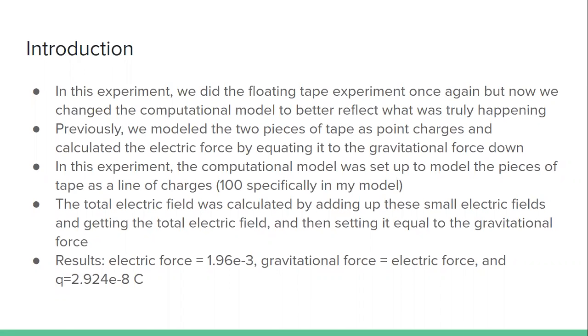Previously, we modeled the two pieces of tape as point charges and calculated the electric force by equating it to the gravitational force going down. In this experiment, the computational model was set up to model the pieces of tape as a line of charges, specifically 100 in my GlowScript model, and the total electric field was calculated by adding up these small electric fields, and then setting it equal to the gravitational force once again.